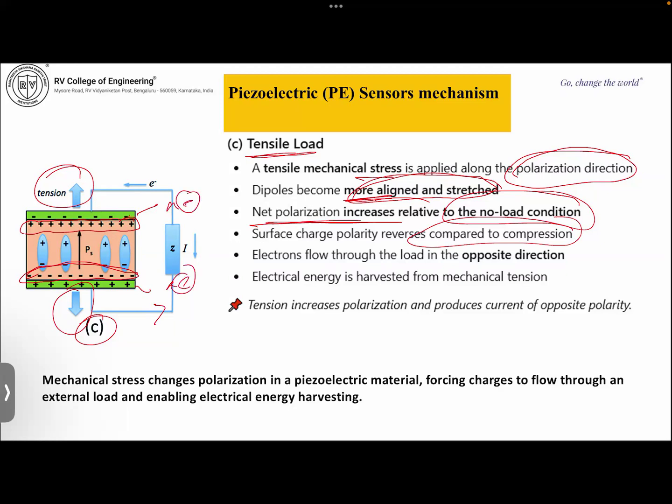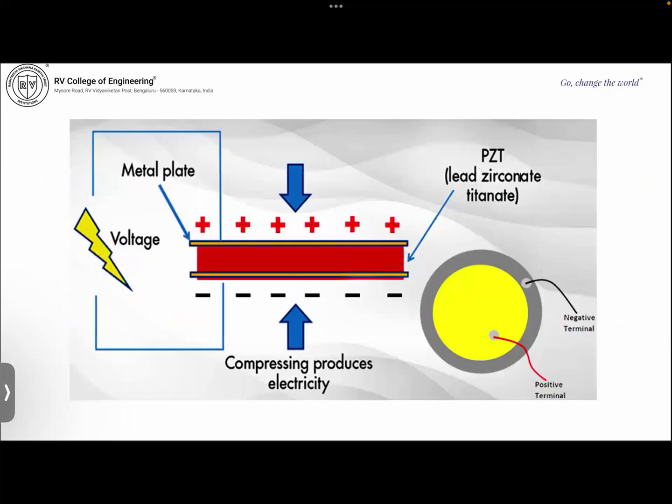So electrons flow through the load in the opposite direction. So the electrical energy is again harvested, this time from mechanical tension. Tension increases the polarization and produces current in the opposite polarity. So this is how electrical energy is produced in a piezoelectric material. Mechanical stress changes the polarization in a piezoelectric material, forcing charges to flow through an external load and enabling electrical energy harvesting. So this is the mechanism involved in piezoelectric materials.